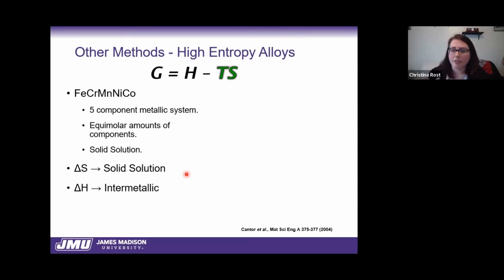Well, people have tried this, or people have thought about it. And the first thing that comes to mind is high entropy alloys. And high entropy alloys basically became a thing when scientists, particularly, I believe his first name is Brian Cantor, started looking at the central part of a higher order phase diagram. And he found this alloy, iron, chromium, manganese, nickel, cobalt. And the general idea was if we have this 5-component metallic system and equimolar amounts or roughly equimolar amounts of each component, we're going to form a solid solution.